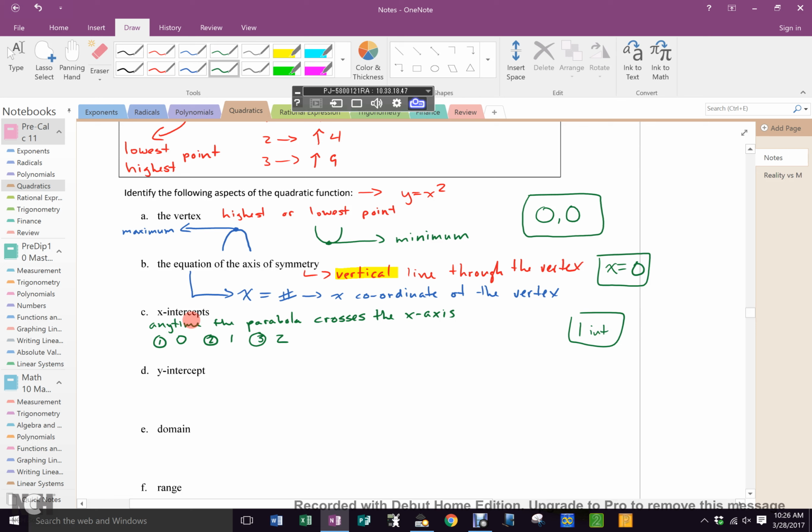What's the other word that we use for x-intercepts? AKA, starts with an R, ends with an S, has oot in the middle of it. Roots. Also known as roots of the equation. Everybody cool? Everybody cool? The y-intercept, we know it's where the parabola crosses the y-axis. How many of them are possible?